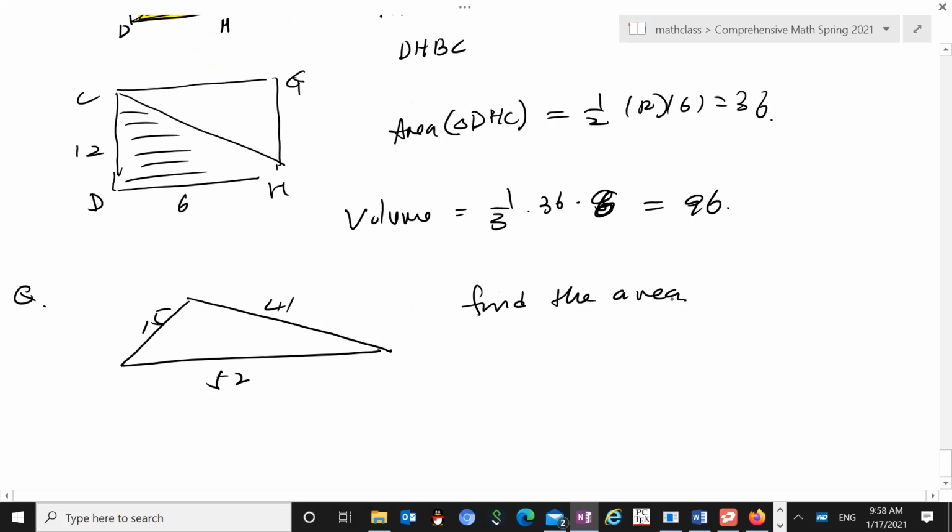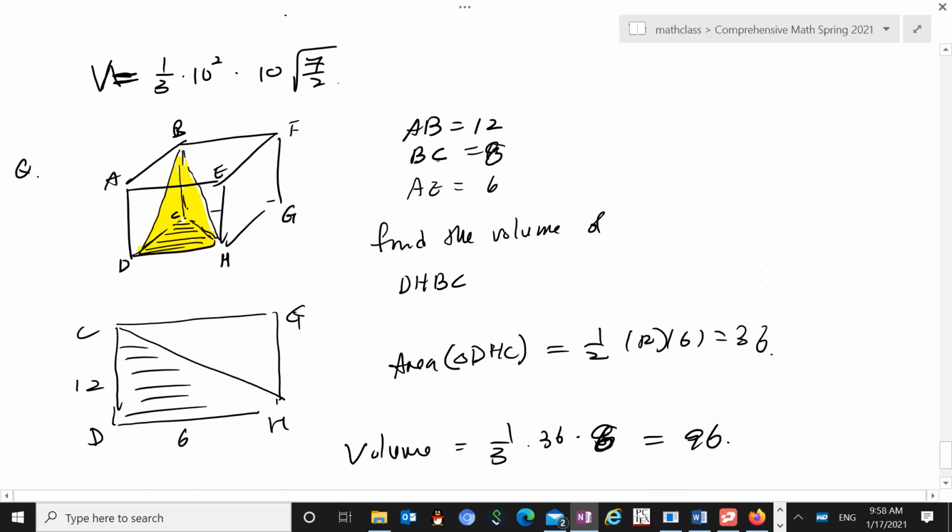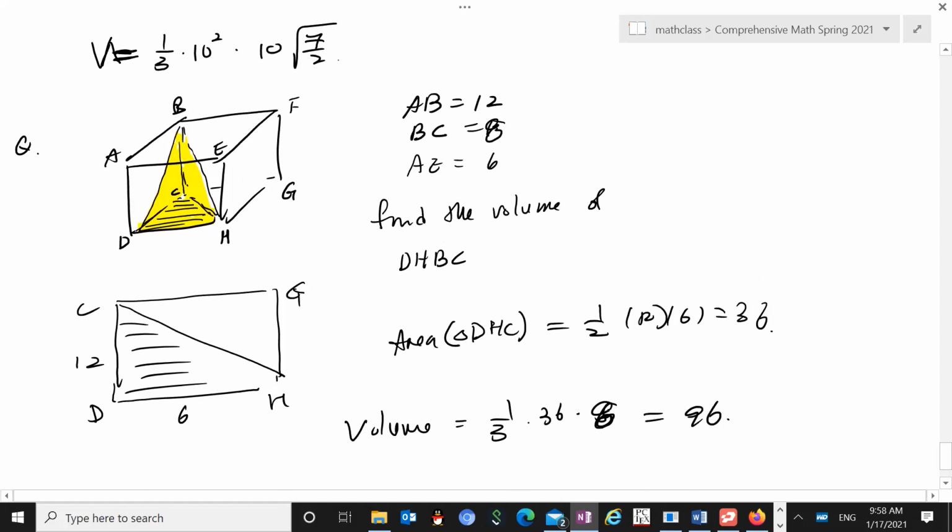Isn't the height supposed to be 5? Yeah, I changed it. I changed BC to 8. So it's okay, but our original problem is 8. So that's why I copied it wrong.